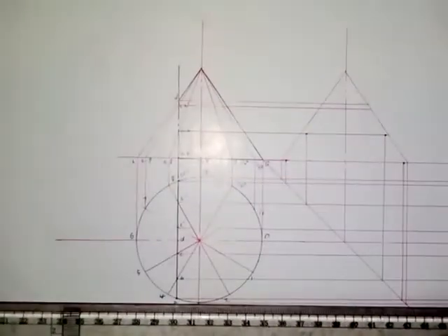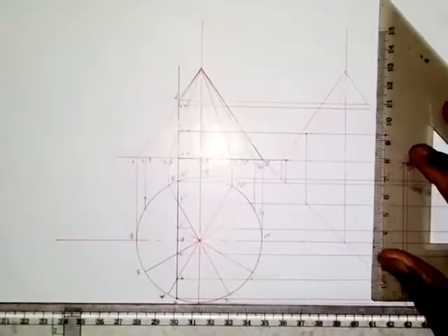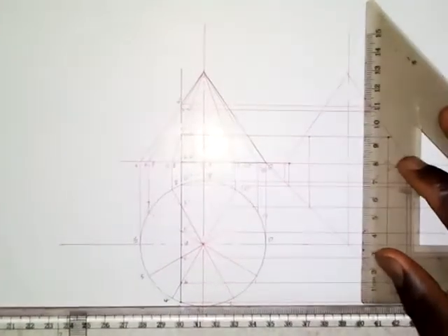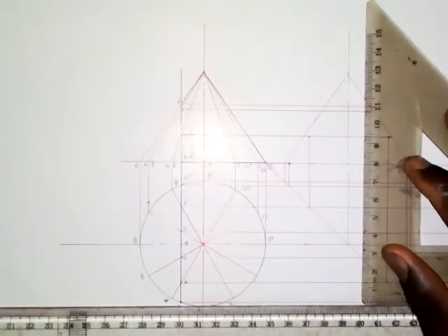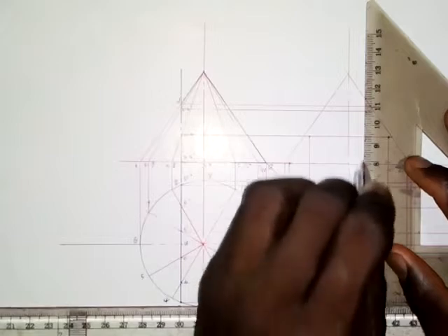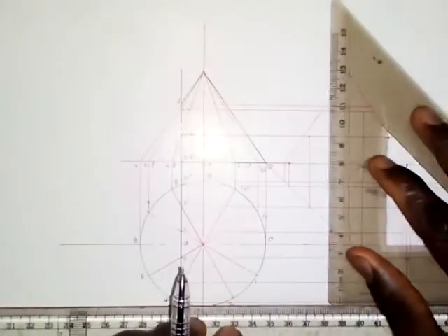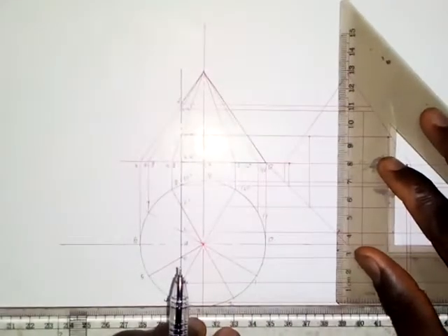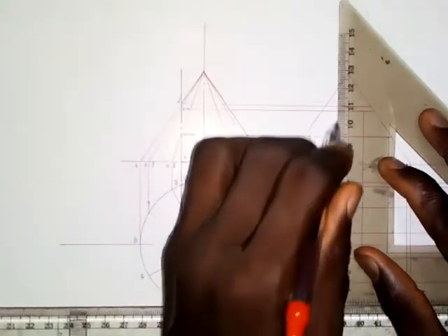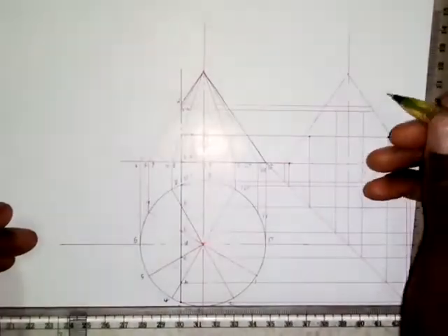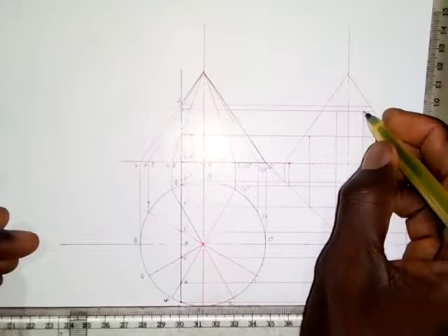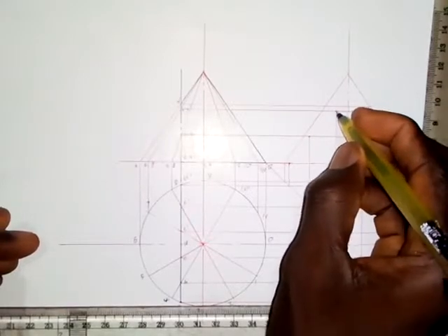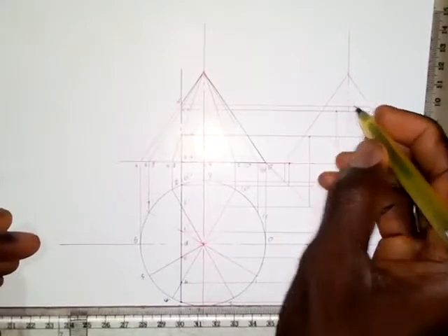Then I will come down here. From point C, I will draw a vertical line like this. Also from point C prime, I will draw a vertical line from here. So this is point C, and this is point C prime. And this is point D, automatically point D.